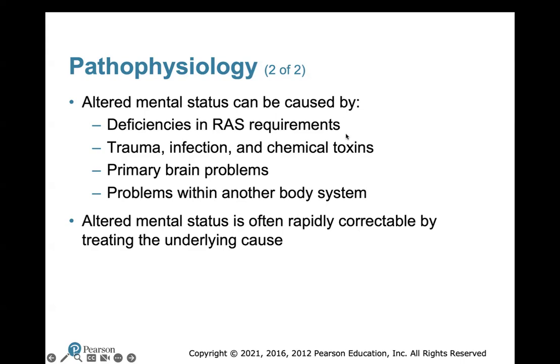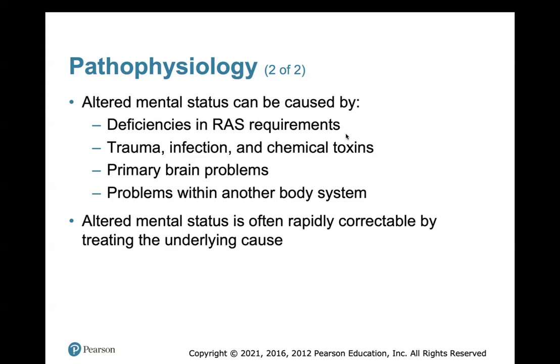Primary brain problems, so problems that originate just from your body's physiology and anatomy, can lead to altered mental status, and then problems with another body system can lead to altered mental status. For example, if you have a problem with your pancreas, you're not regulating insulin appropriately, your glucose levels are all out of whack. Glucose is one of those things that feeds the brain. It starts leading to altered mental status.